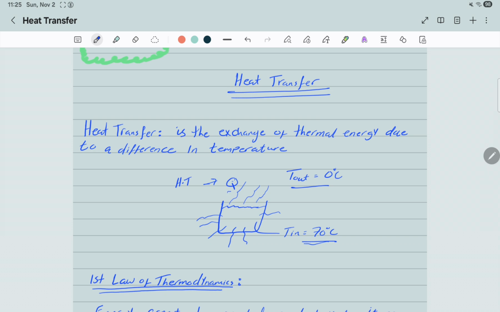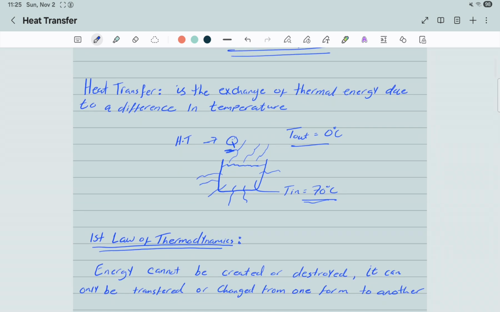That transfer is represented by Q. Q is the heat transfer rate, and this course will be focusing on how to find Q.